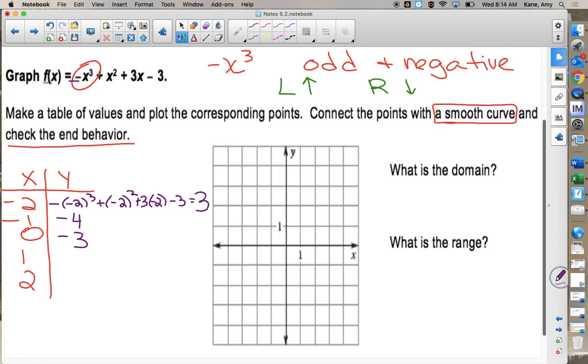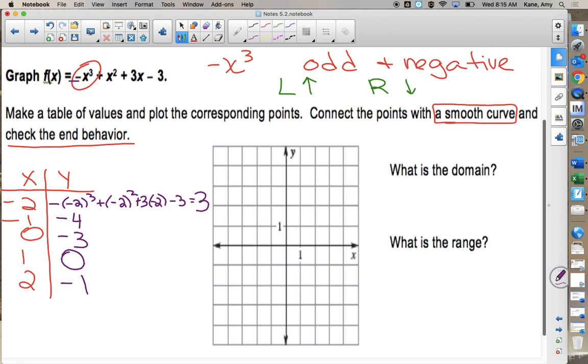Plugging in a +1 gives us -1 plus 1 plus -3 minus 3. Jack, what do you get when you plug in a 1? 0. And then the last one, what do you have when you plug in a 2? Did anybody get that far? Jack, what do you have there? -1.